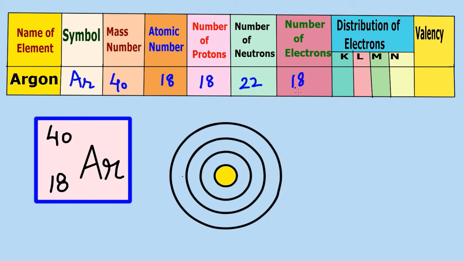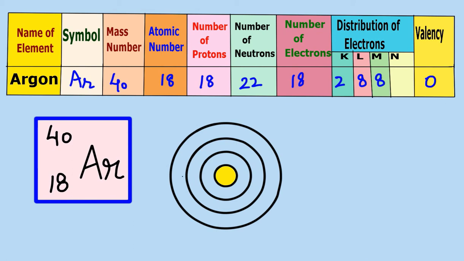How are 18 electrons distributed here? 2 in K shell, 8 in L shell and 8 in M shell. So what happens here? Its outermost shell has 8 electrons. So the octet is completed. So its valency is 0. That means it is also a non-reactive element.